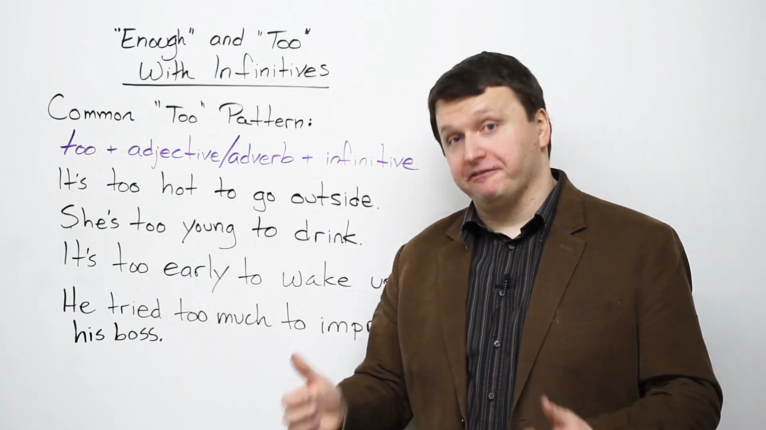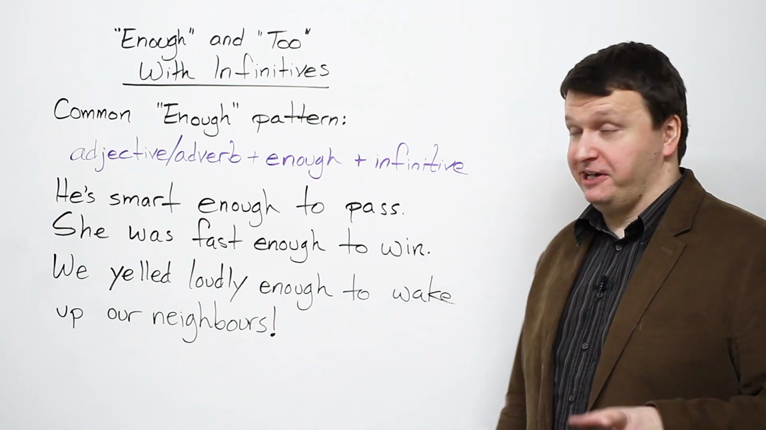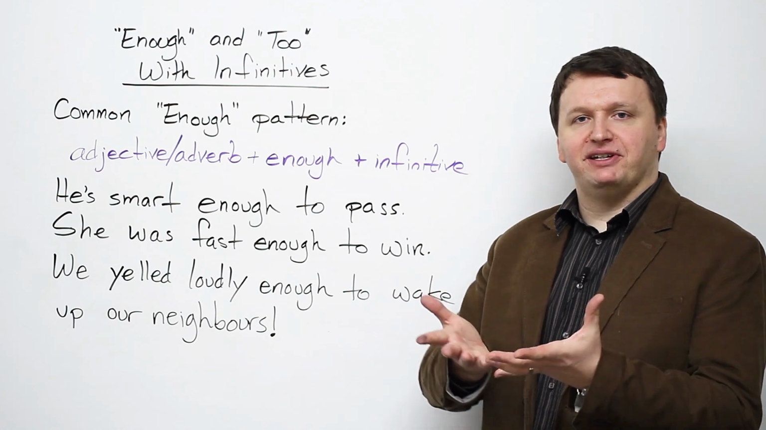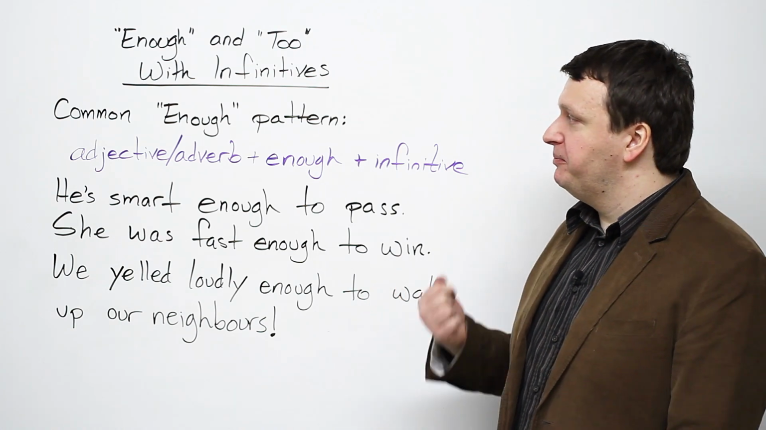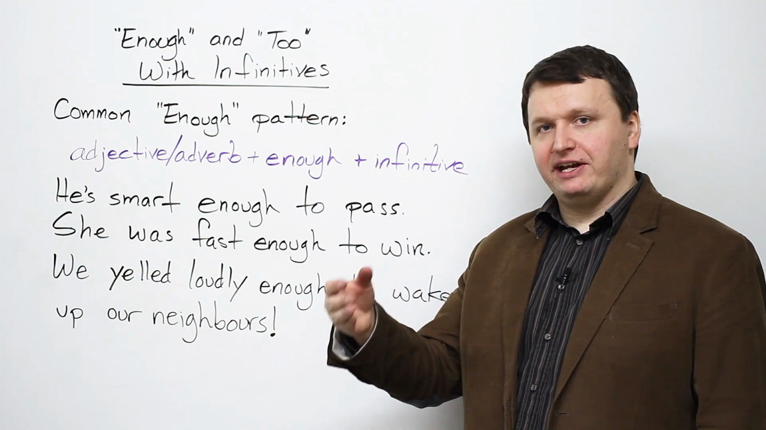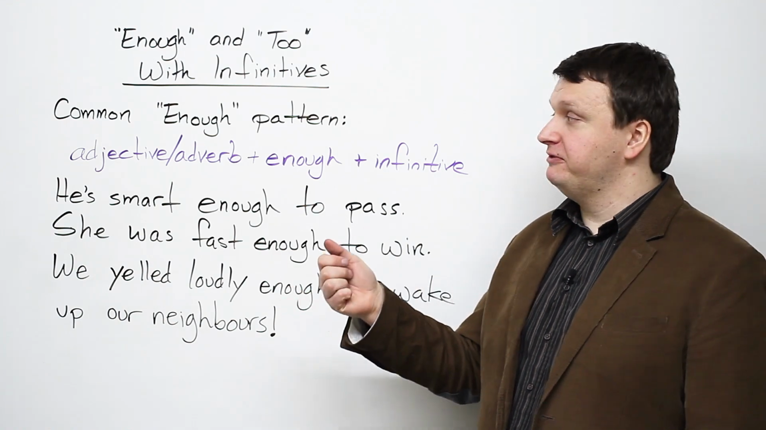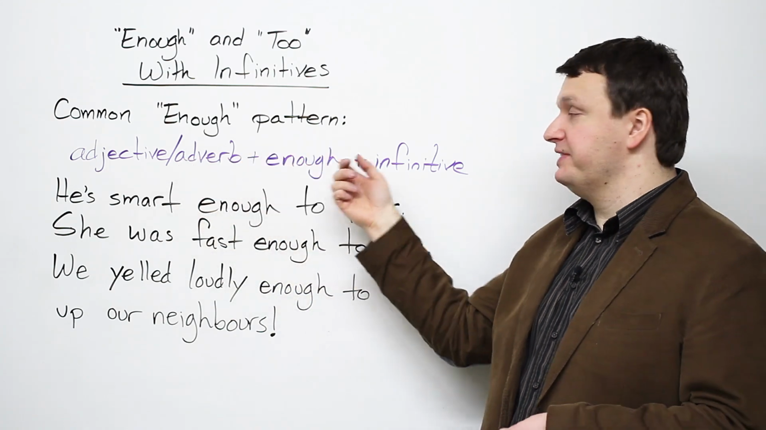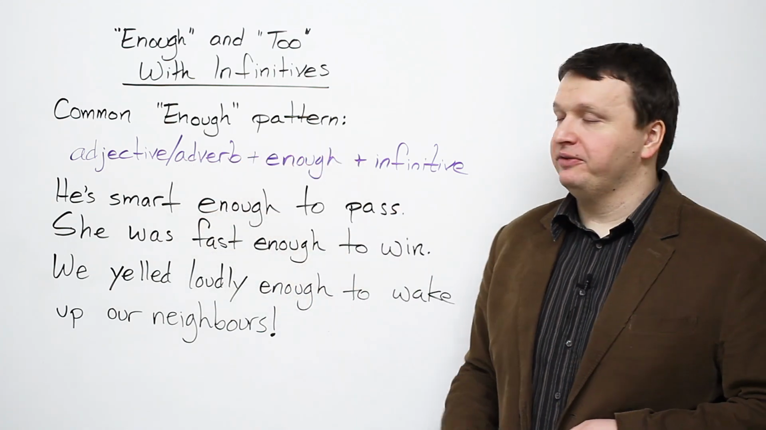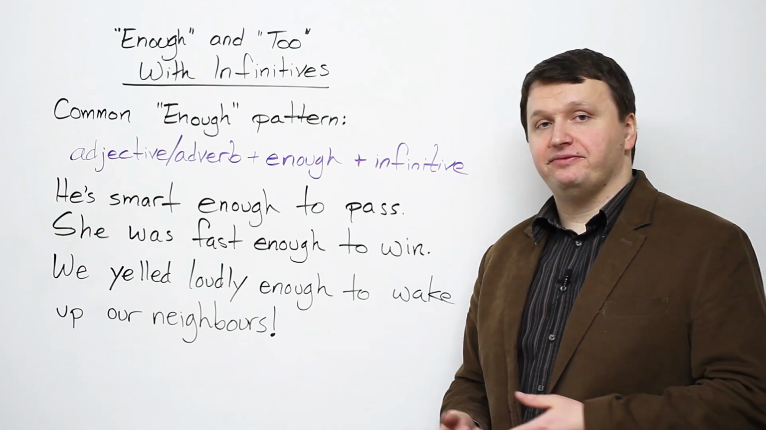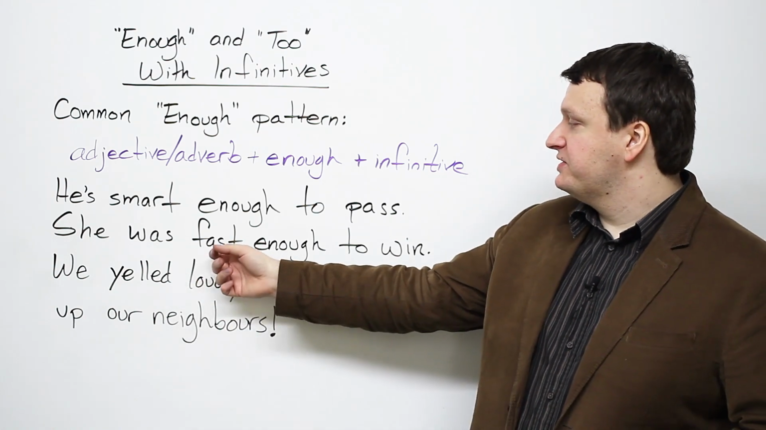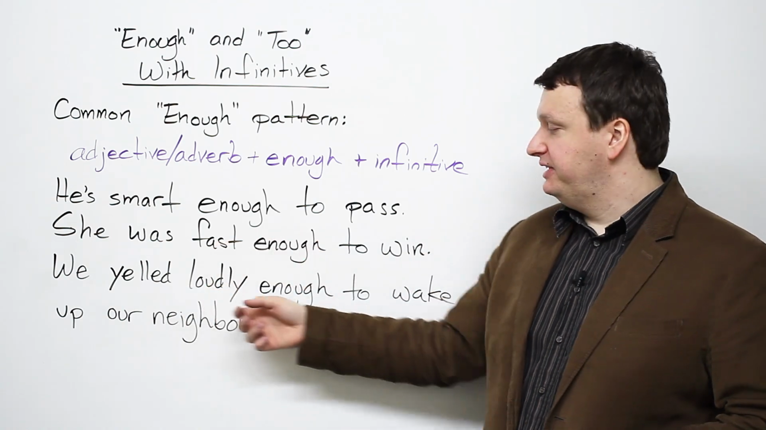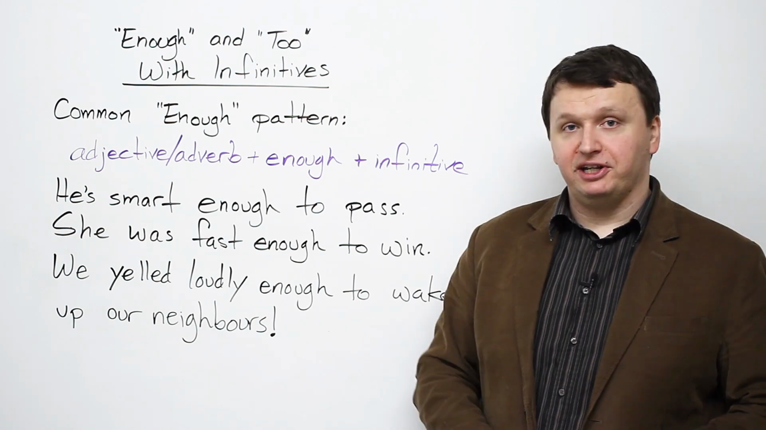Now let's look at enough. Okay, so with enough, we have a different structure. Now again, enough means sufficient, something that is sufficient enough. So whereas we had too plus adjective or adverb plus the infinitive, here we have the adjective or adverb plus enough plus the infinitive. So, for example, he is smart enough to pass. She was fast enough to win. He yelled loudly enough to wake up our neighbors.